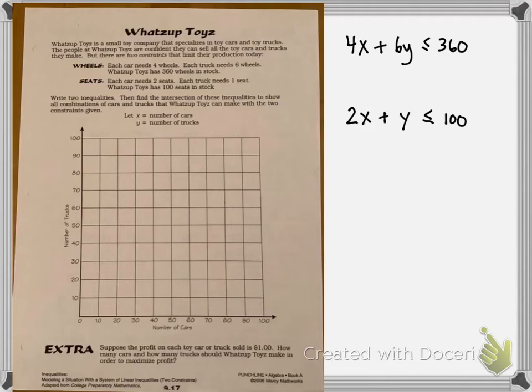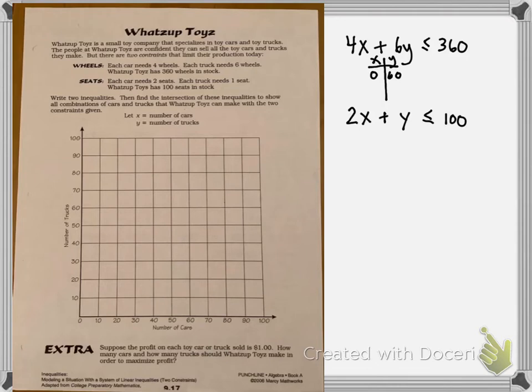that they can make with these two constraints that were given. So I'm going to go ahead and graph this, and again I'm going to use the intercept method. So for the y-intercept, I'm going to plug in 0 for x, so that would give me 6y less than or equal to 360. 360 divided by 6 is 60. All right, so the y-intercept is 0, 60.